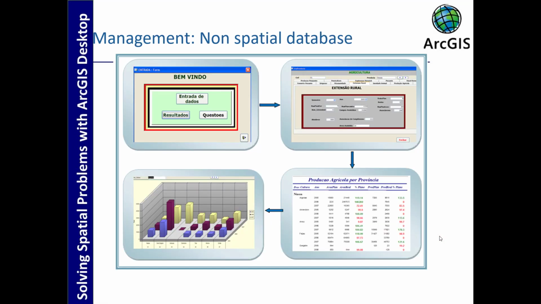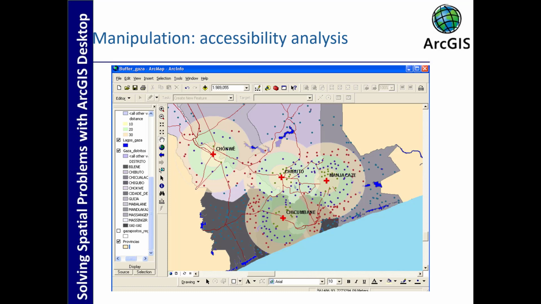Another M is management. Here, I will not show you the spatial result, but with this non-spatial database, we can connect with a spatial database, and any update that is done in the non-spatial database will be reflected directly in the spatial database. We'll see this in the course, how to do this connection of database to spatial data.